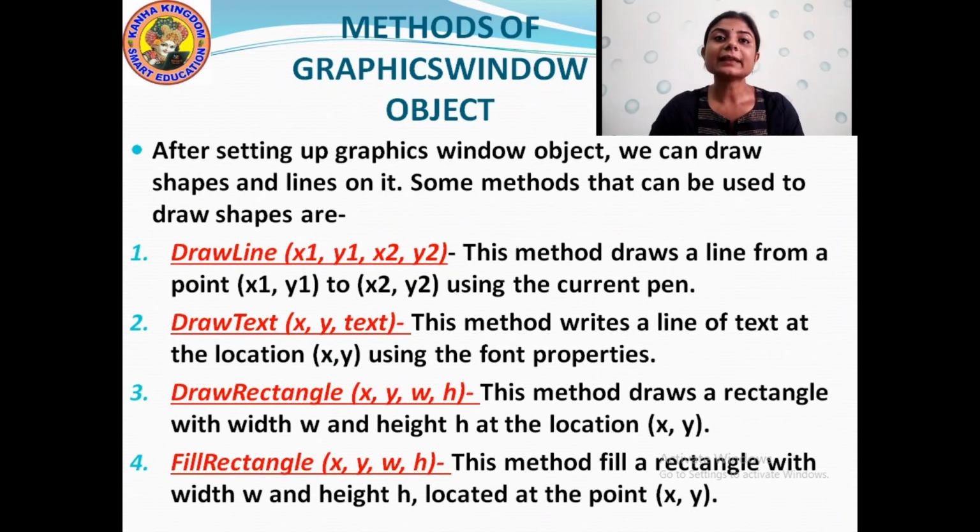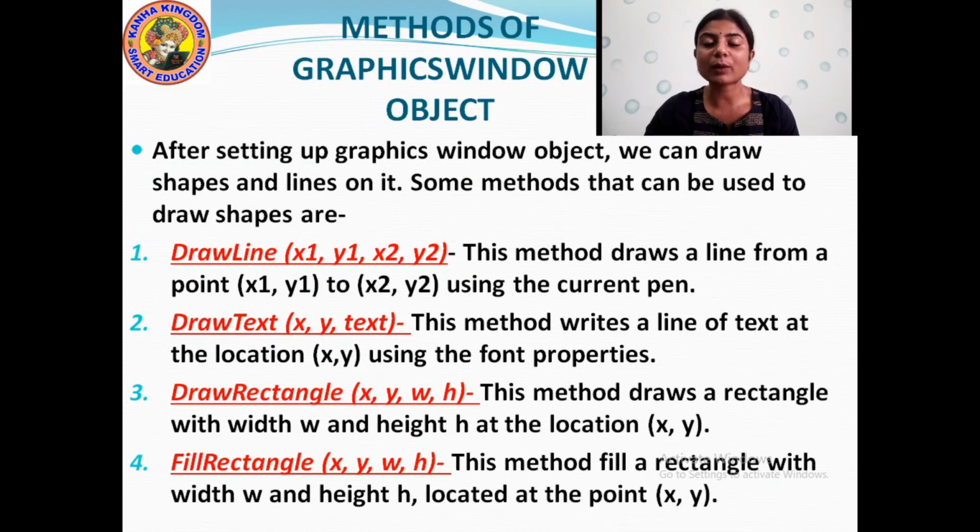Okay, then draw rectangle XYWH. This method draws a rectangle with width W and height H at the location XY. To draw a rectangle, what do we use? We use length and breadth. Yes or no? So this width and height, width is the breadth and height is the length, L into B.